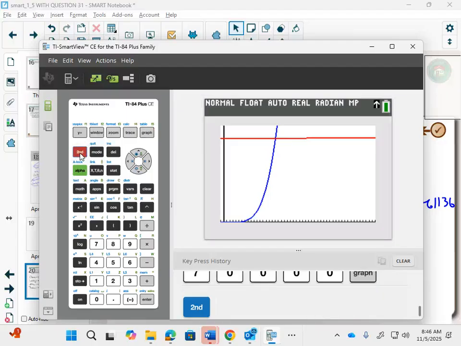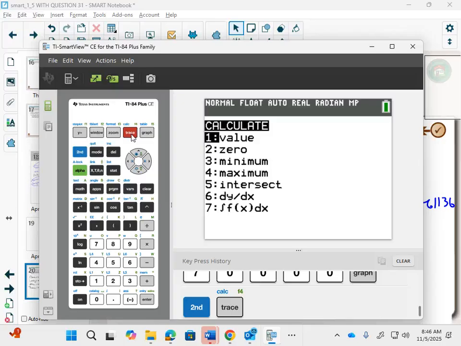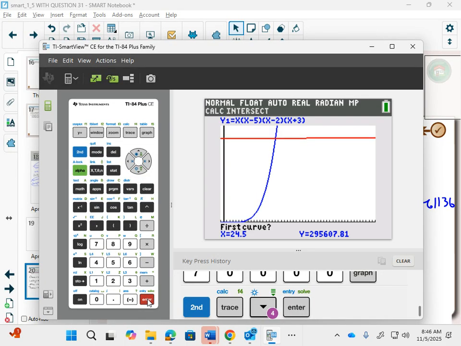And everything for calculations on the graphing calculator is above the trace button where it says calc. So I go second trace, and these are all things you can calculate from a graph. The one we want to calculate, number 5, is where they intersect. So it automatically puts your cursor on the blue graph. You're on the first curve, push enter; on the red one, push enter; when it says guess, push enter, and x is 17.